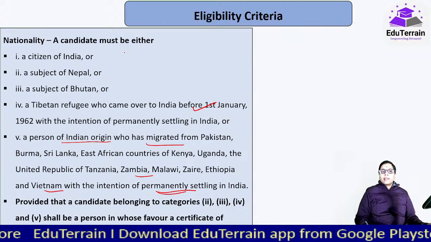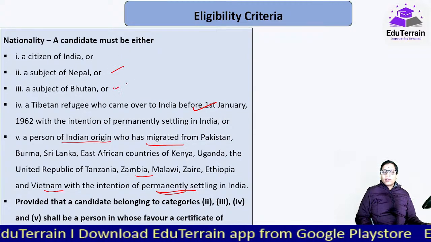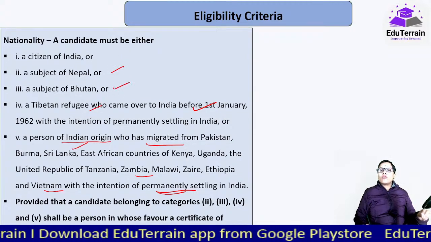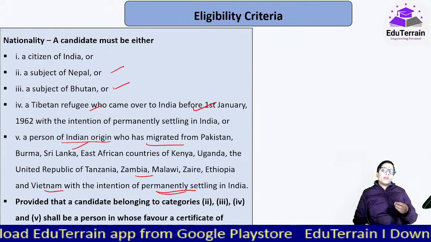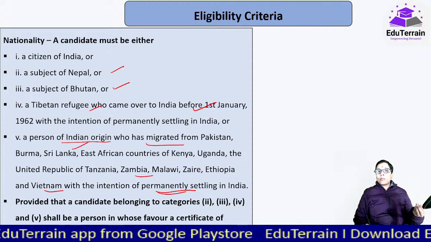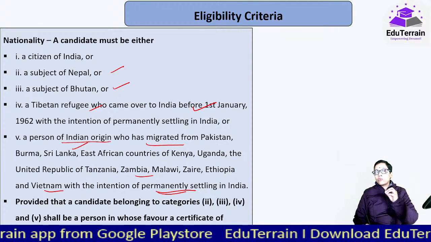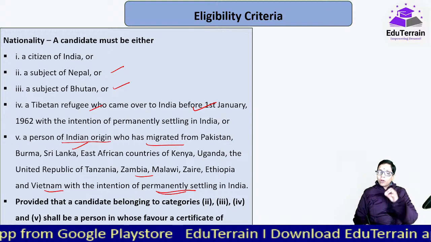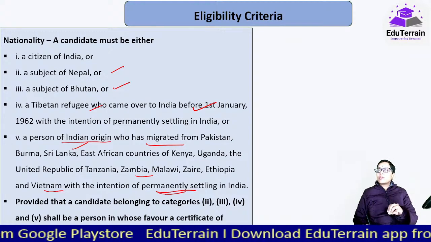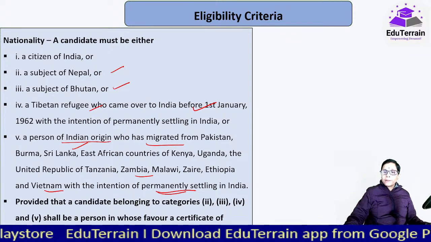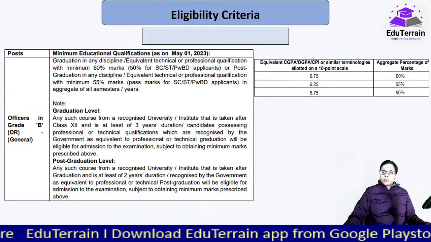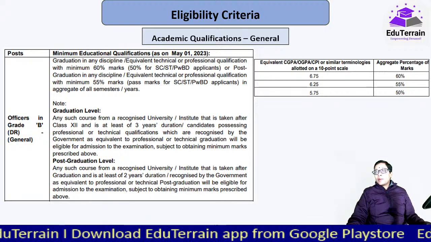And again, categories 2, 3, 4 and 5 have to provide a certificate. Maybe if they are not able to provide the certificate even during the examination, no problem, but the final selection would be based on that, so they have to produce a certificate before the final selection. Okay, now coming to the eligibility criteria, that is academic qualifications.